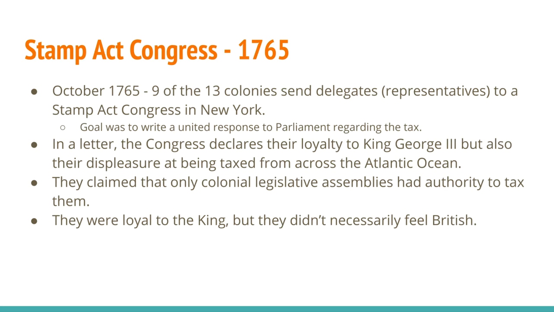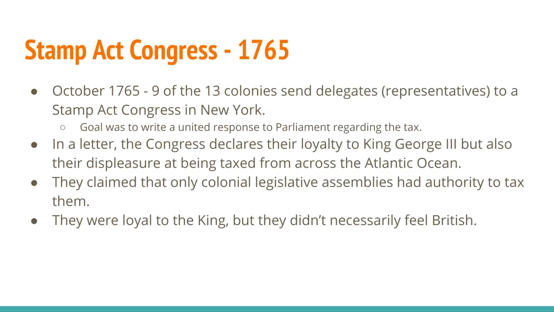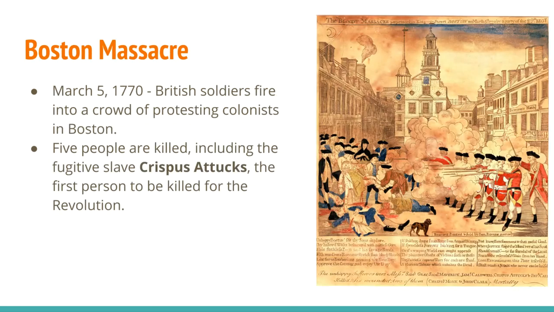Parliament repealed the Stamp Act in 1766, but continued to pass new taxes that only fueled the colonists' outrage. Things were getting heated very, very quickly. And in fact, on March 5th, 1770, British soldiers, called Redcoats, fired into a crowd of protesting colonists in Boston, Massachusetts. They killed 5 people, including the fugitive slave Crispus Attucks, who is widely regarded as the first person to be killed in the Boston Massacre, and thus the first person to die for the American Revolution.